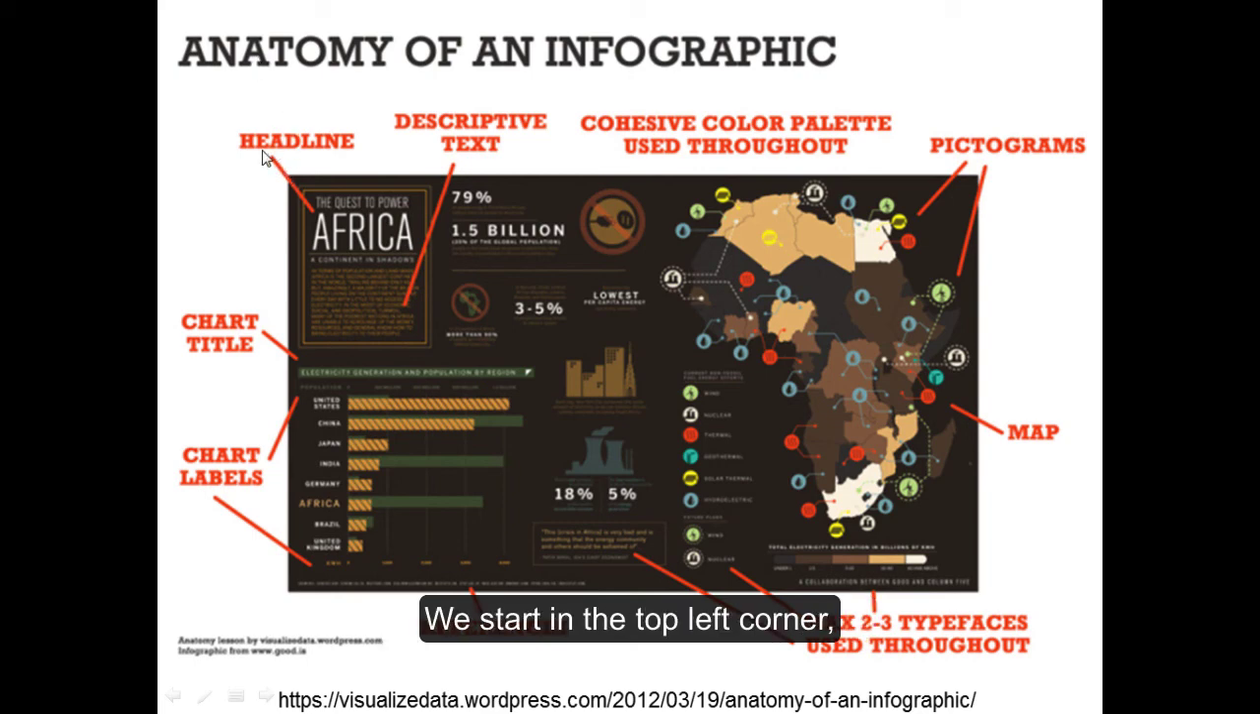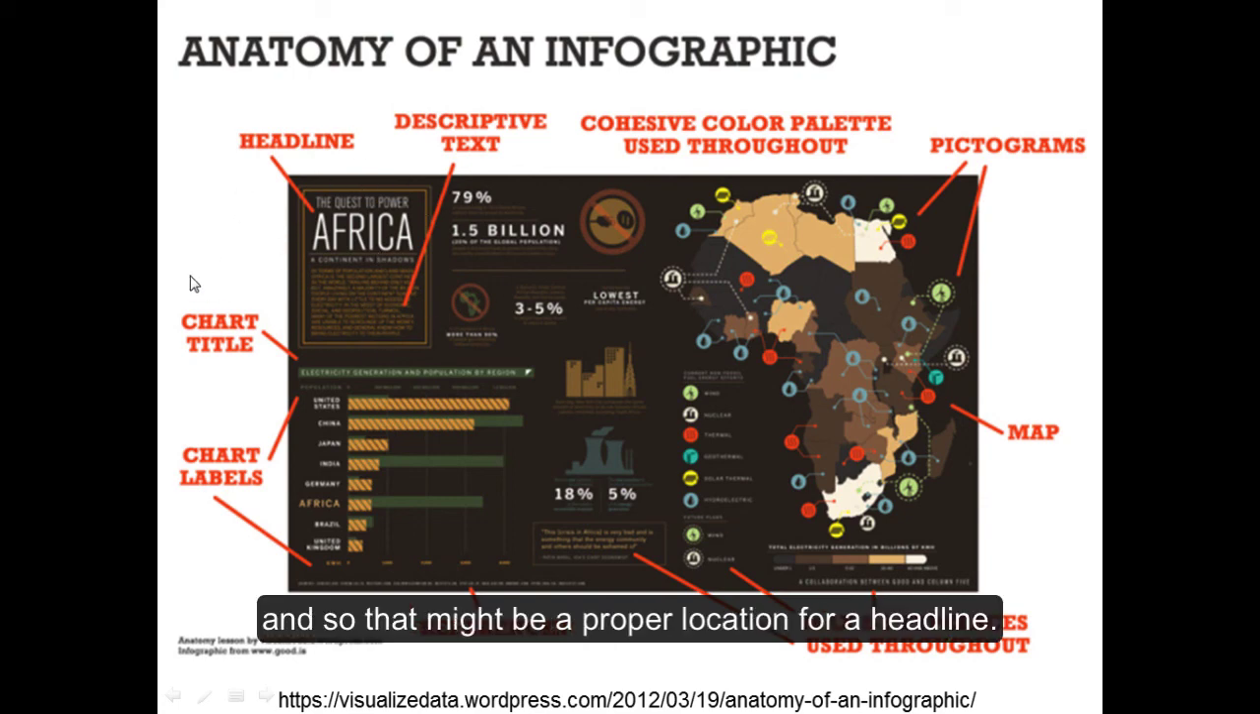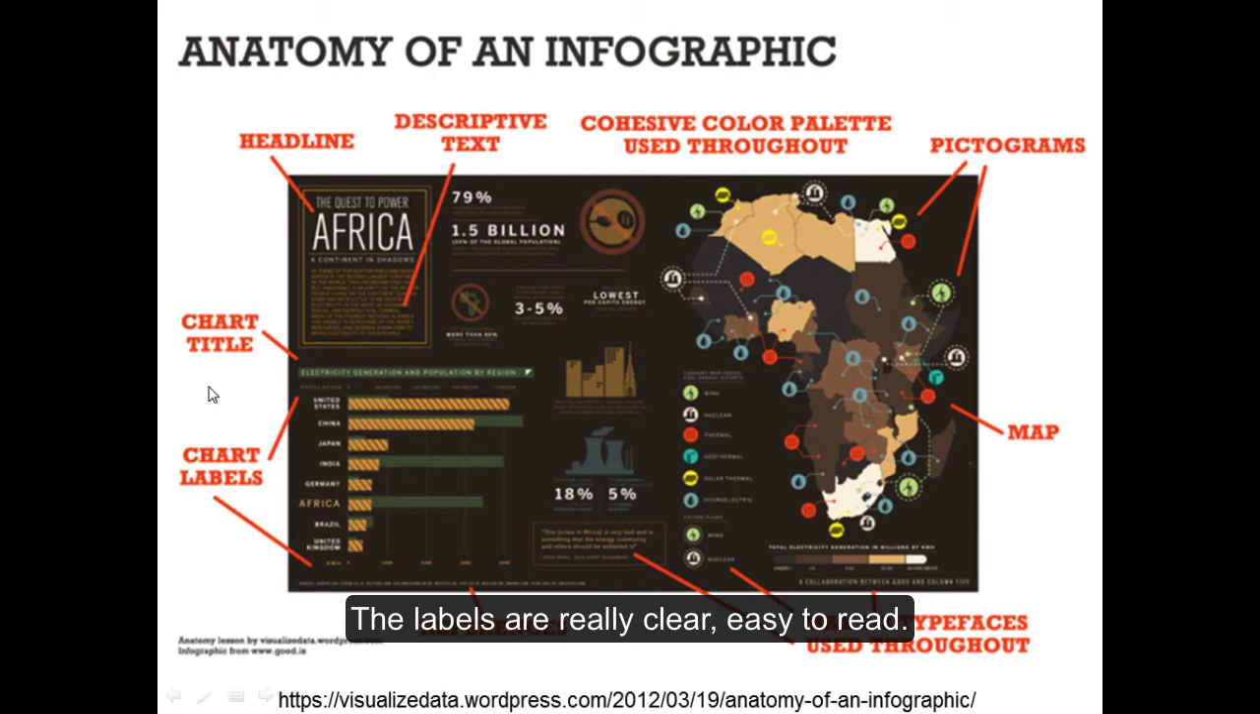We start in the top left corner. So that reading gravity, we just navigate to this corner first. And so that might be a proper location for a headline. The labels are really clear, easy to read. So those are all things to think about. And last but not least, making sure that you do credit your sources, put your references there.